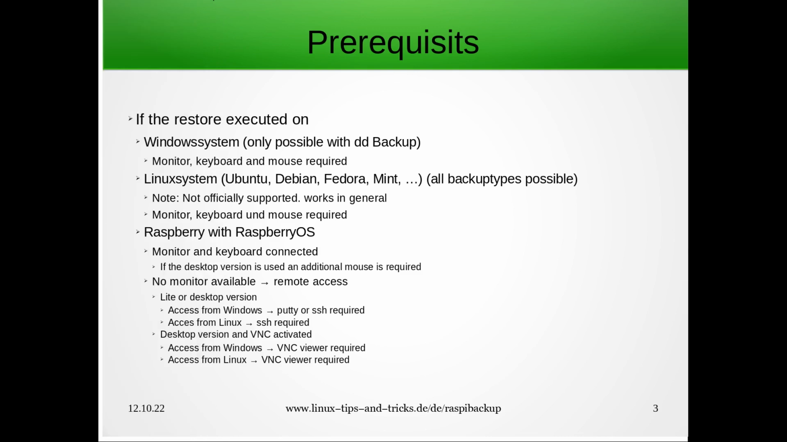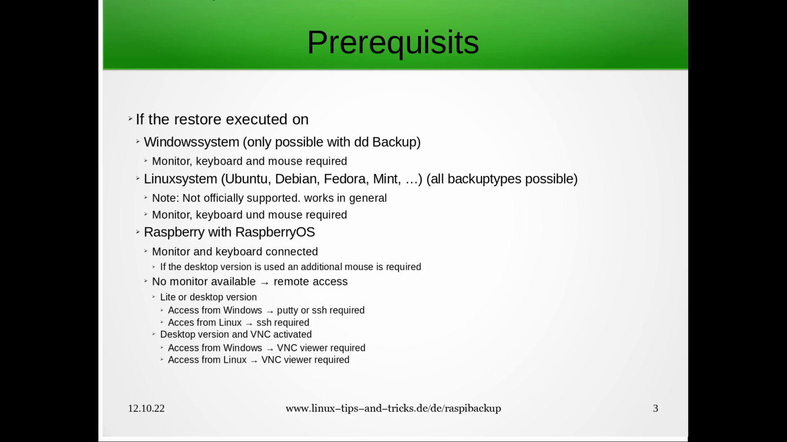So, what's the prerequisite? Depending on the system you use to restore your backup, you nevertheless have to have a monitor, keyboard and mouse. On a Windows system, you can only use and restore a DD backup. So whenever you want to use a TAR or Rsync backup, and I suggest to use an Rsync backup, you have to use a Linux system.